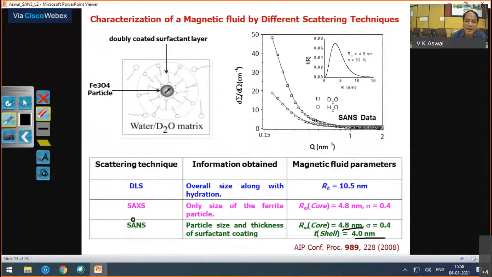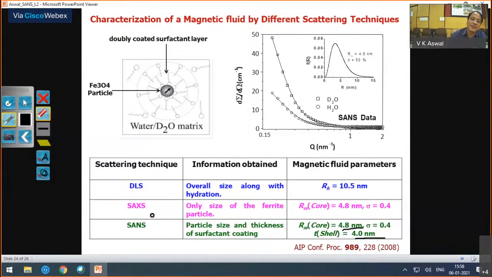But when you do small angle neutron scattering, you get the core size, which is consistent with that obtained by SAXS, plus you get the shell thickness of this surfactant coating. That you can get only when you use contrast variation in small angle neutron scattering, and also you can get hydration information from dynamic light scattering. You can simplify small angle neutron scattering if you already have some information from small angle X-ray scattering.